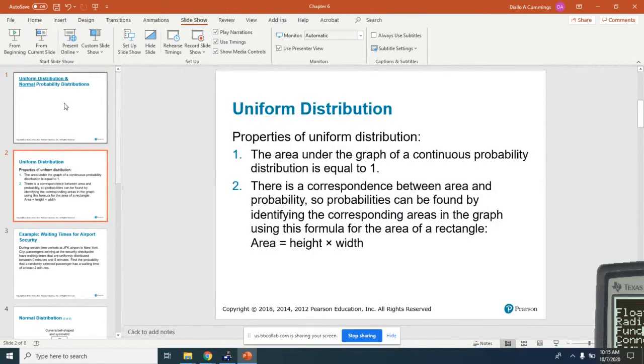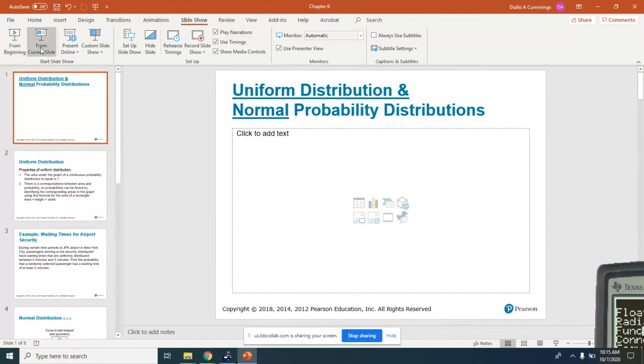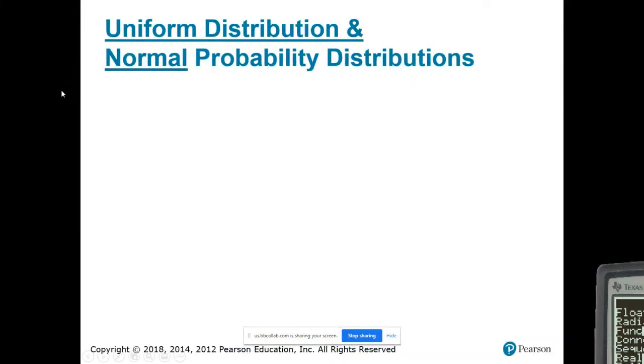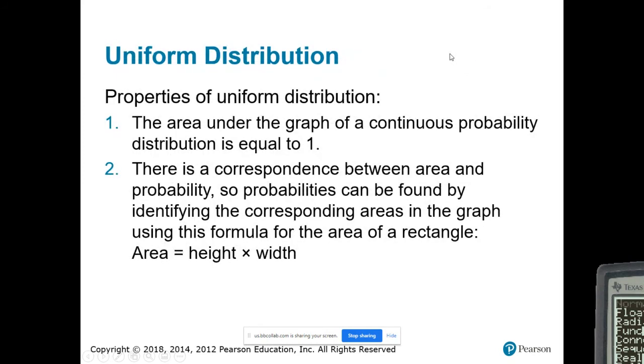Okay. So we're going to talk about the uniform distribution, and we're also going to talk about normal probability distribution. All right, so first we're going to talk about the uniform distribution. All right, so I believe this will make the third distribution we talked about. We talked about binomial, Poisson, and now we're talking about a uniform distribution. And for the uniform distribution, it says the area under the graph of a continuous probability distribution is equal to 1. All right, so the uniform distribution and the normal and standard normal distributions, they deal with continuous random variables.